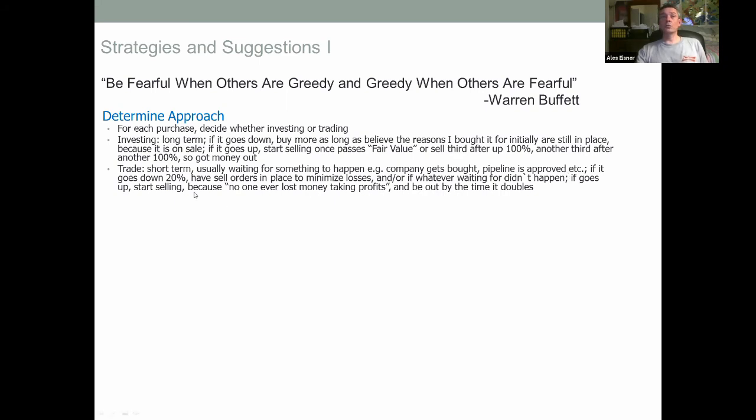If it goes down 20%, this is sort of a general number, have something called a limit order in place, or something called a trailing limit order, which I'll explain later on. Have those in place to minimize your losses. I'm going to repeat this multiple times. Don't stick with losers. You have to be dispassionate about it. I'll repeat that multiple times throughout the presentation because that's where everybody screws themselves up.